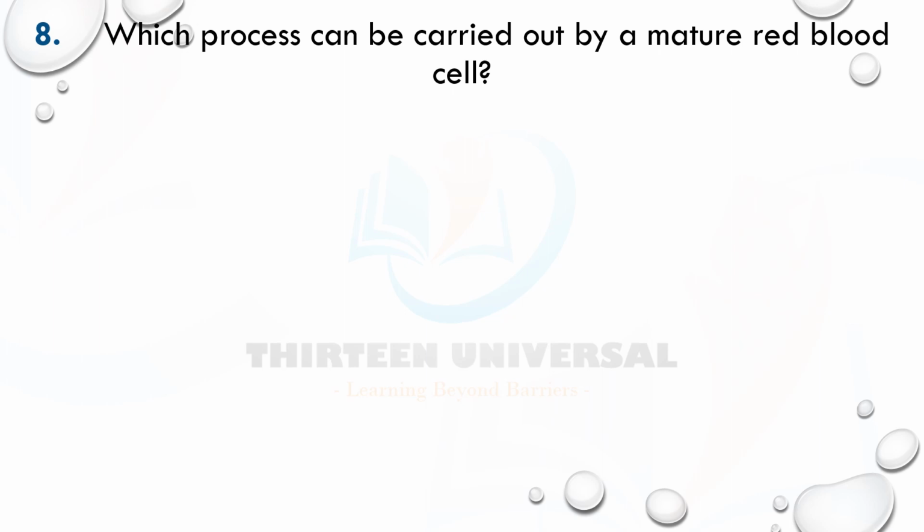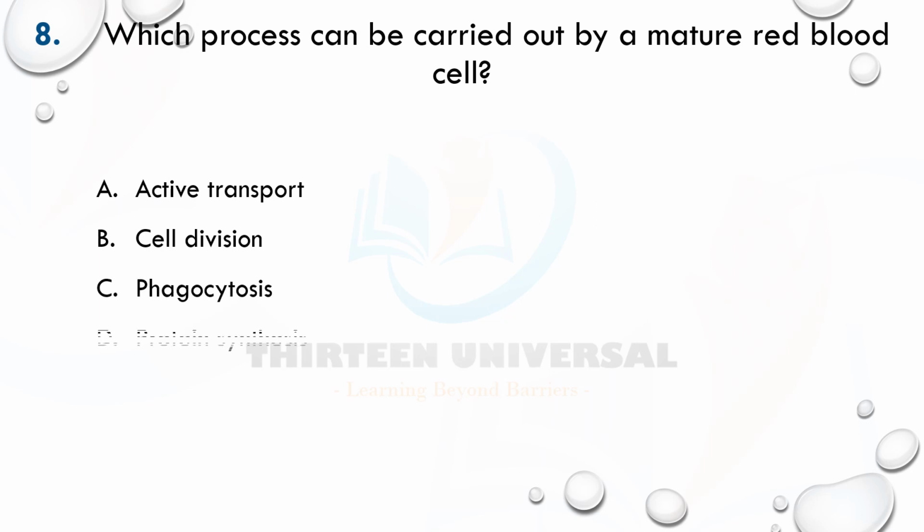Which process can be carried out by a mature red blood cell? Okay, active transport, most likely. Cell division: a mature red blood cell has lost the nucleus. All right. A mature red blood cell doesn't have a nucleus, so as to create enough space for more hemoglobin. So it cannot divide. Okay, I've given you a clue. What's the answer? Okay, pause it and check it. So it cannot carry out cell division.